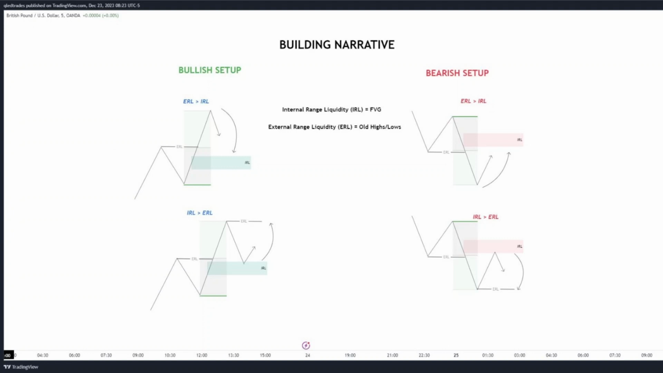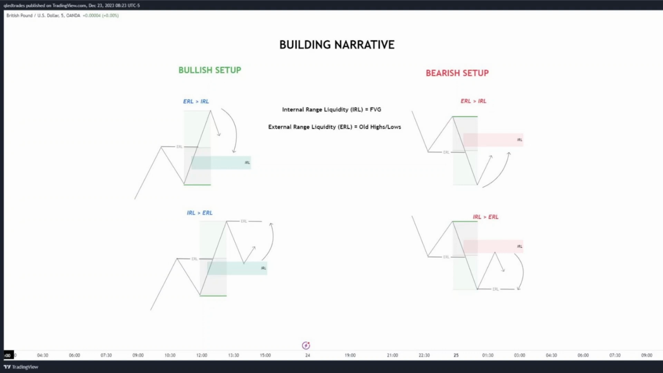Okay, so basically, when I talk about IRL and ERL, it's internal range liquidity and external range liquidity, and this is where everything starts from, right? These are the two components of the charts that you need to understand to help you come up with the narrative. When you're speaking about internal range liquidity, we're looking at fair value gaps, right? There are different types of fair value gaps. I'm going to do a video on that too. And then we also have external range liquidity, which is the old highs that price prints, right, when it reverses.